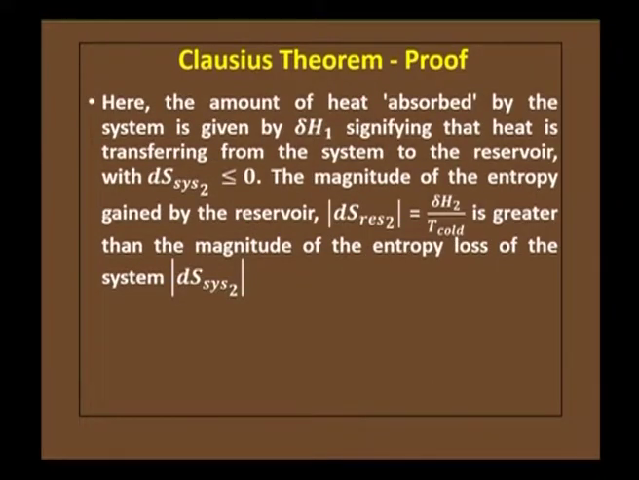Here the amount of heat delta H2 signifies that heat is transferring from the system to the reservoir, where dS of system 2 is less than or equal to 0. Therefore, the magnitude of the entropy gained by the reservoir, modulus of dS of reservoir 2, is equal to delta H2 divided by the temperature of the cold system, which is greater than the magnitude of the entropy loss of the system 2.